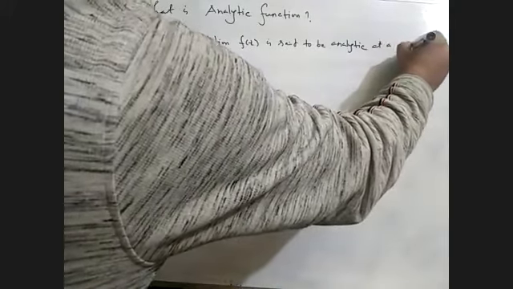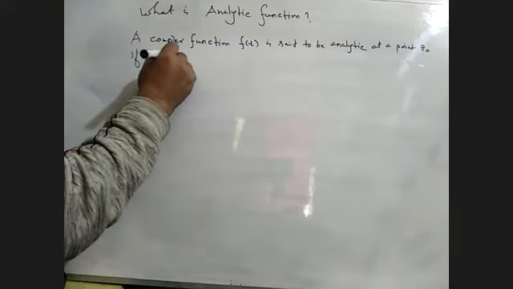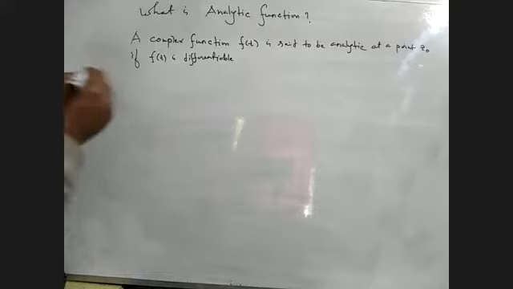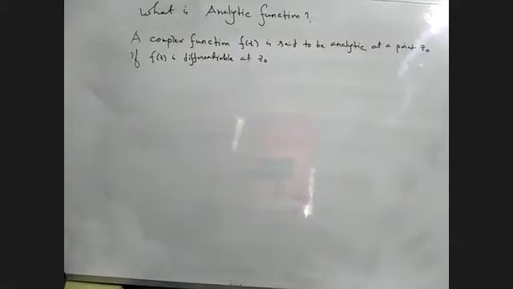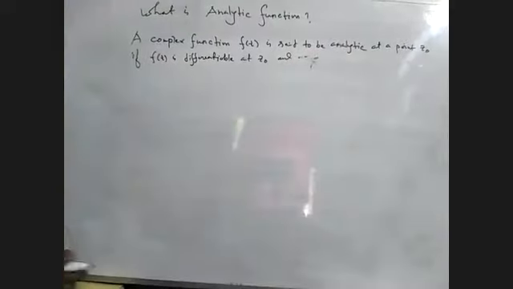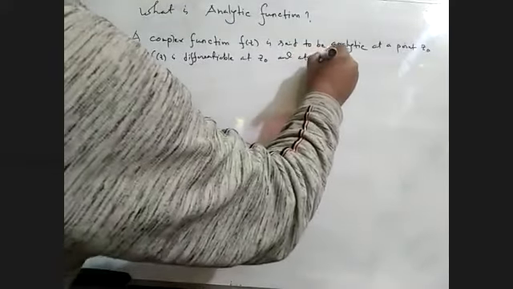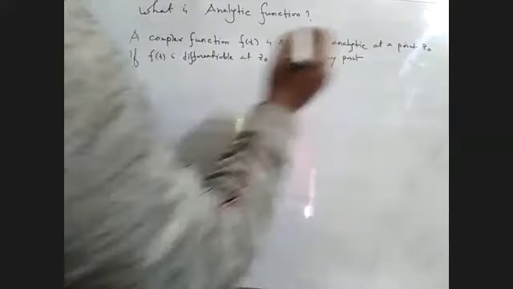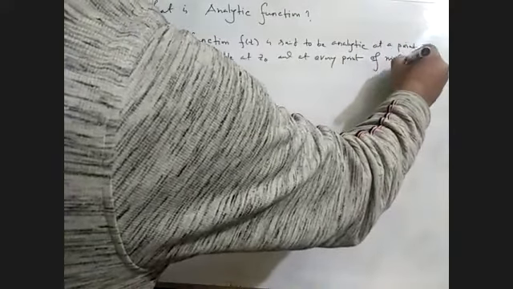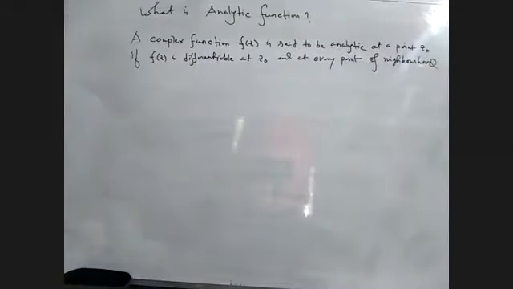at a point z naught if f of z is differentiable at z naught and at every point of some neighborhood of z naught.